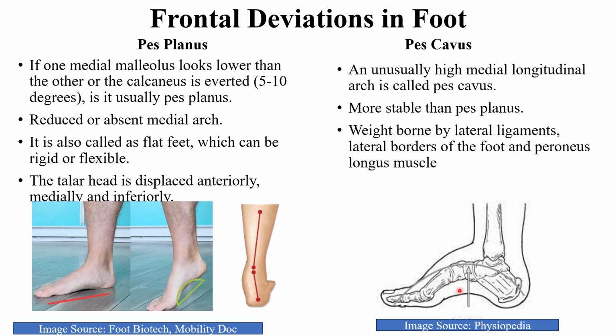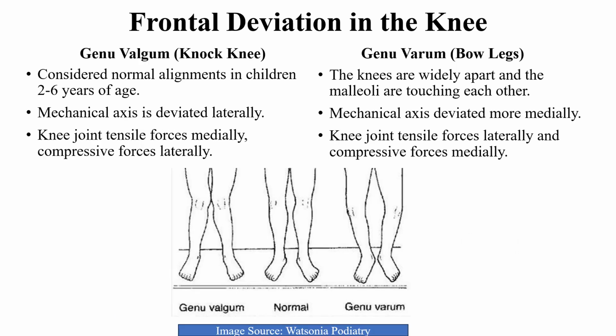Whereas pes cavus means there is a high medial arch, higher than normal, usually more stable than pes planus, and the weight is borne more by the lateral ligaments and the lateral border of the foot, and the peroneus longus muscle is kind of overactive. The knee has two frontal deviations: genu valgum or knock knees, where the knees come in contact but the feet move away, or genu varum, which is bow legs, where the knees move away while the feet come in contact with each other.